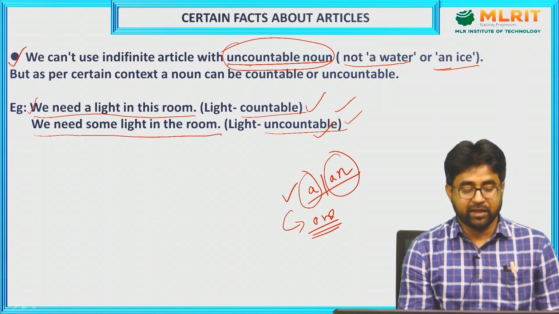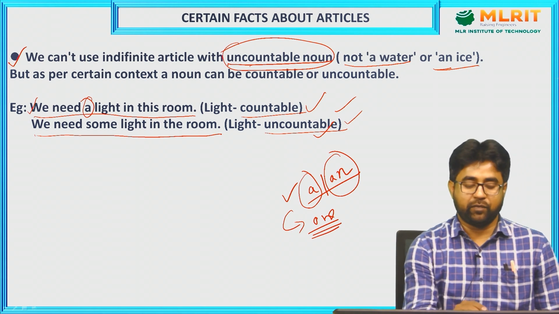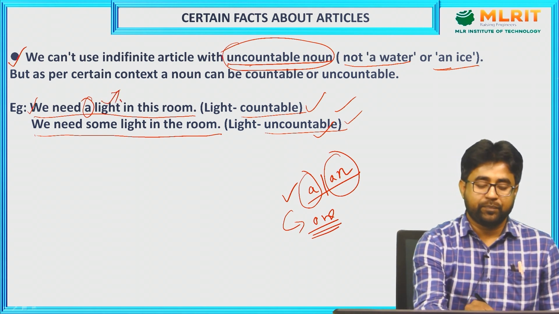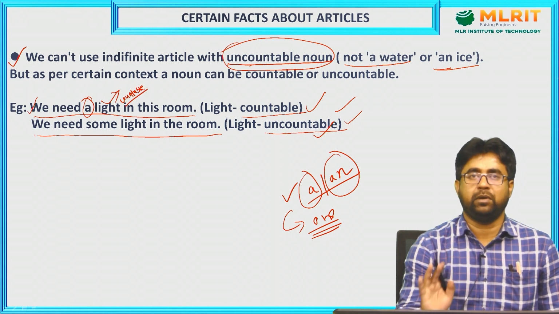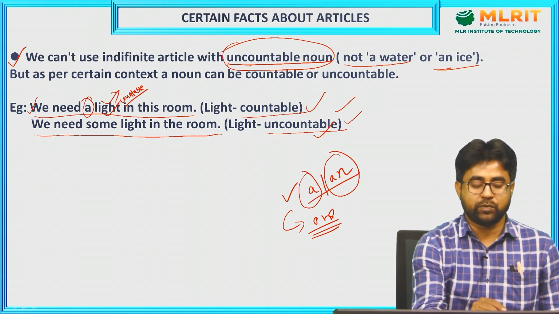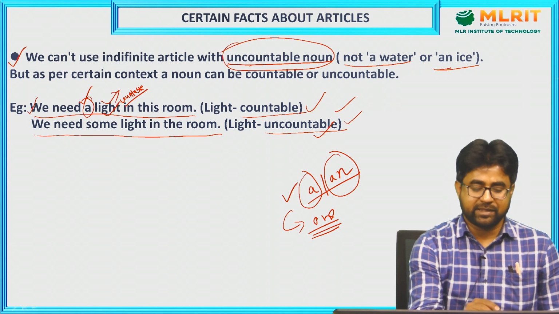So see here, we need a light in this room. So I am using indefinite article. So obviously you can understand that this light here is countable. I am talking about maybe one bulb or tube lights which I can count, right? So it's a countable noun, and that's why I am using indefinite article a, and because it's starting with a consonant sound, I am using a.